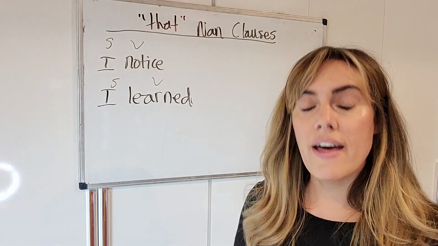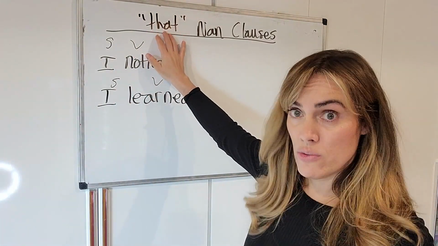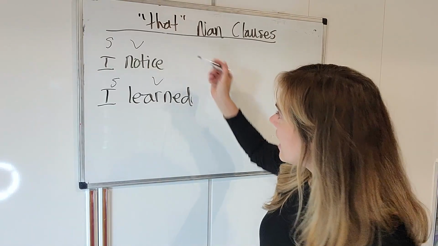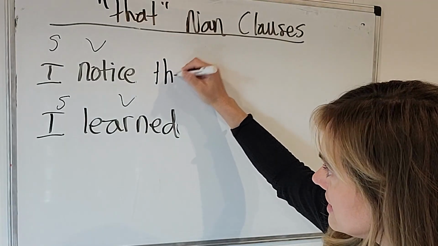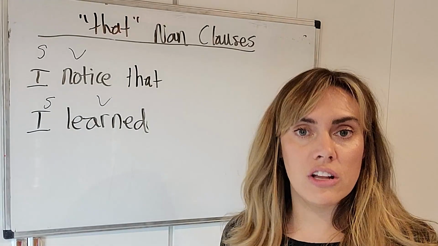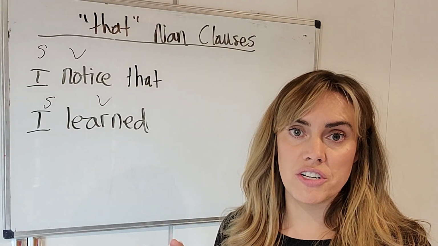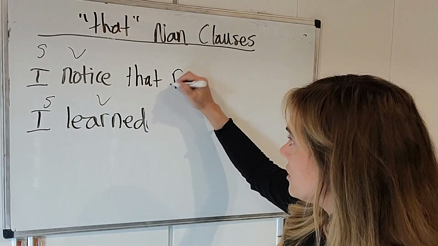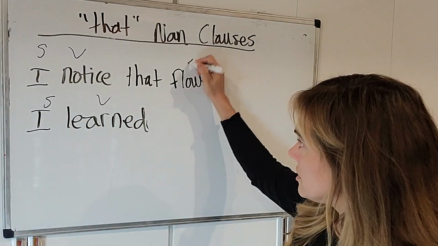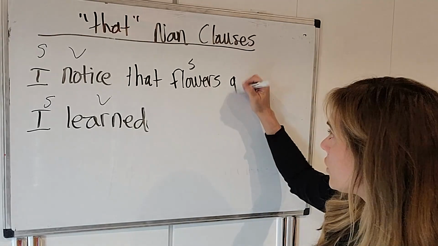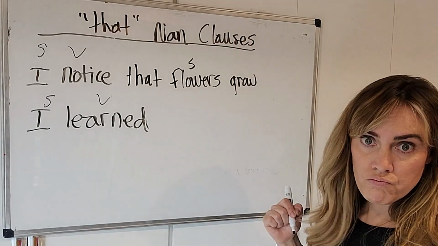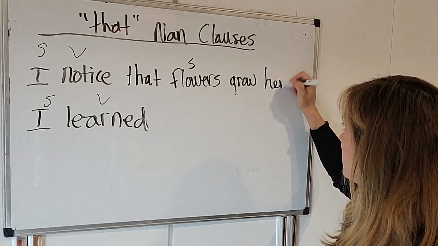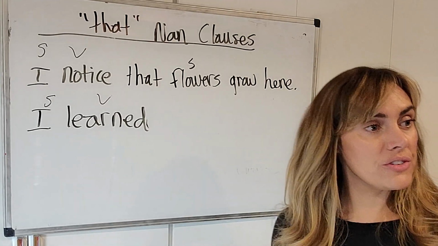So how do we do that? A noun clause that starts with the word that. So I notice that. And then remember, a clause is a group of words with a subject and a verb. So let's put a subject and verb in there. I noticed that flowers, there's our subject, grow a lot. Grow here. Okay. I noticed that flowers grow here.